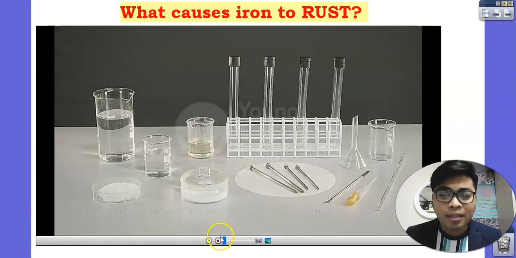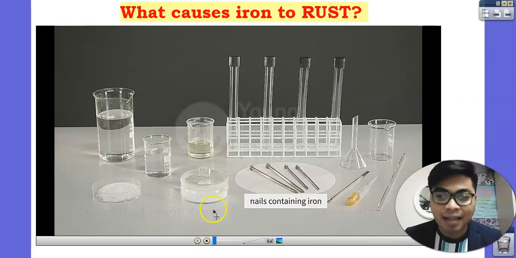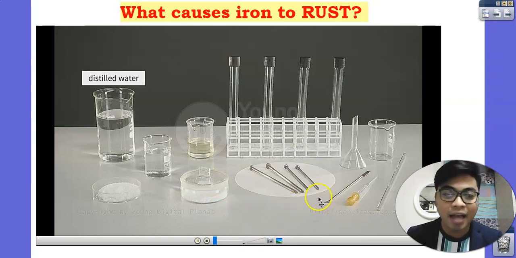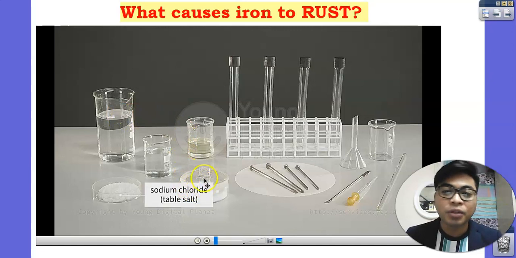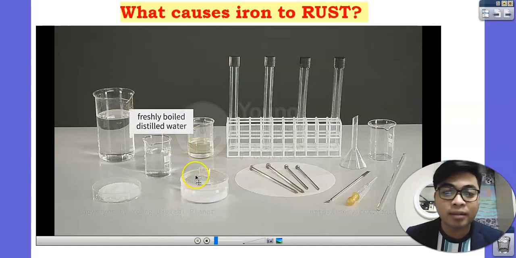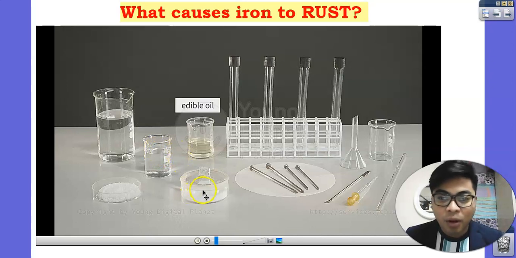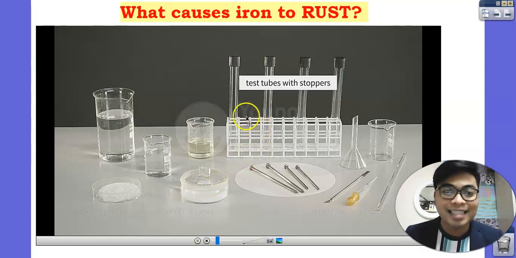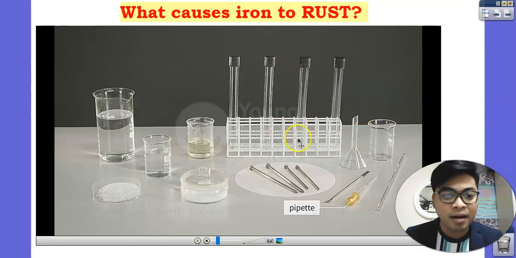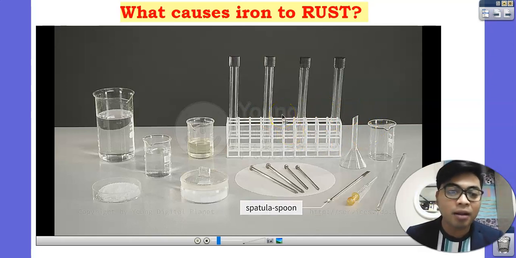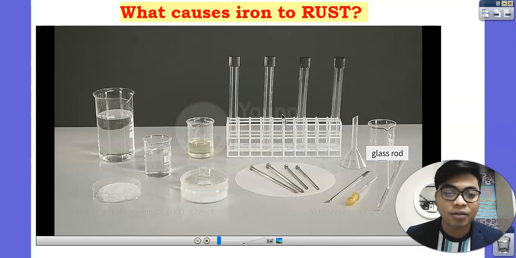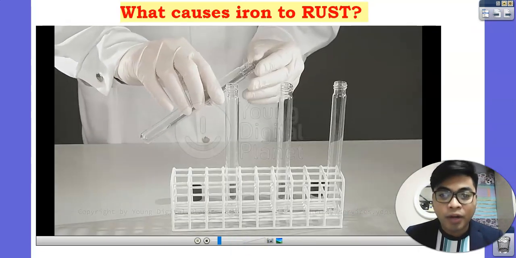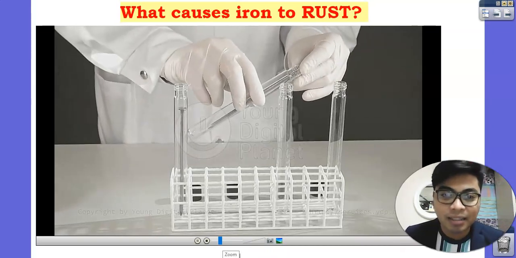So, what causes iron to rust? We have here a very simple experiment, and hopefully we can do that in the laboratory. We have here 4 setups. We need nails, which contain iron, distilled water, sodium chloride, table salt, which will represent the seawater, and freshly boiled distilled water. We also have here the edible oil and calcium chloride. I want you to take note of that name. And test tubes with stoppers, 4 of them, a beaker, a funnel, a pipette, and a spatula or spoon. And also we need a glass rod. So we're going to put these materials in the test tubes.